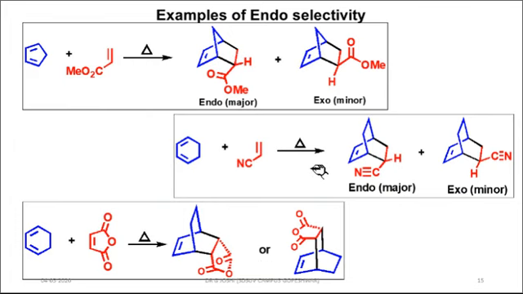In this slide, examples of endo selectivity are shown. Here, cyclopentadiene reacts with methyl acrylate to give a product with endo selectivity. Similarly, acrylonitrile reacts with cyclohexadiene. Again, it results in the formation of the endo product to a major extent. This example we have already seen here.